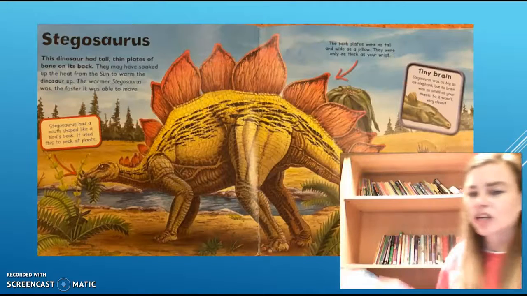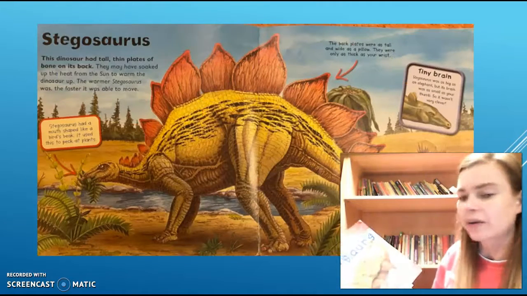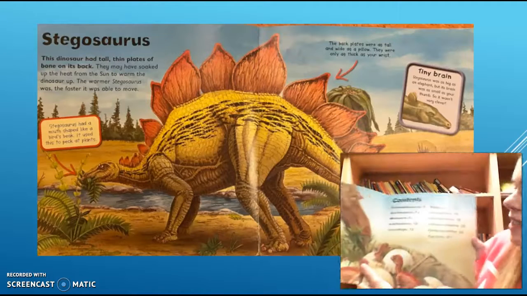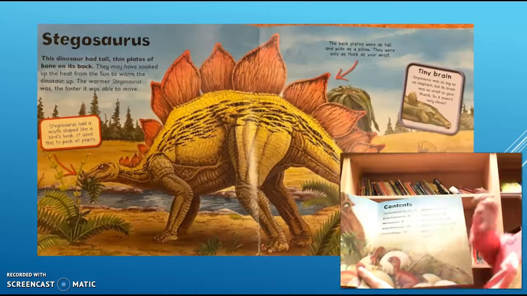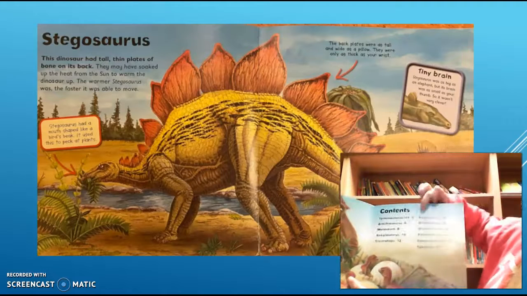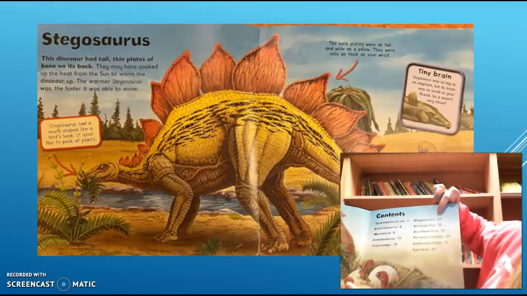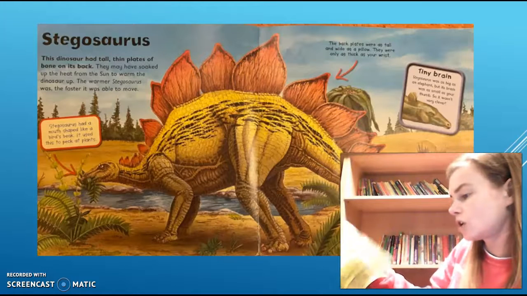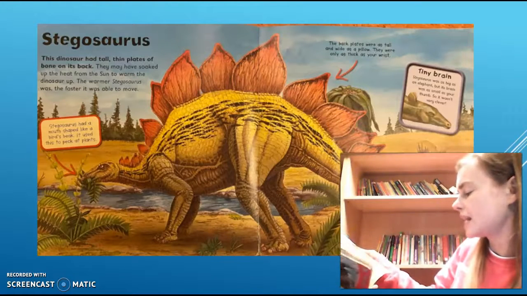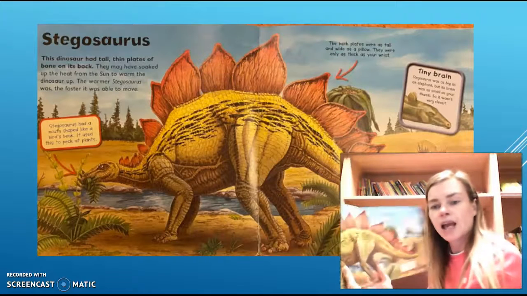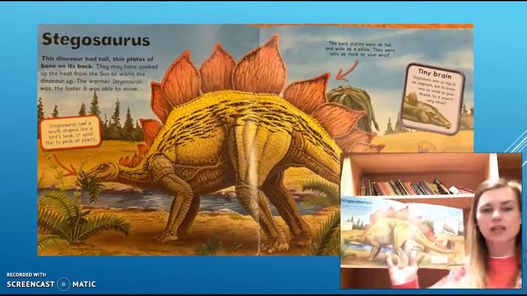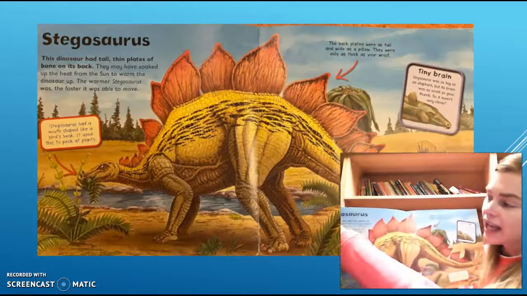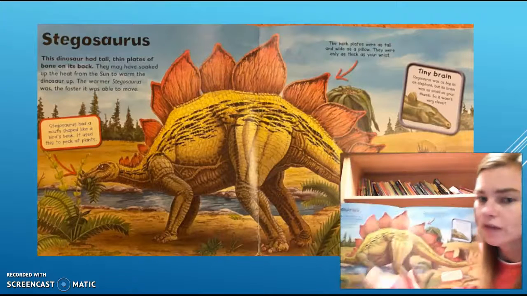And the next page we're going to read today is all about a Stegosaurus. So I'm going to go back to my contents page again to see which page I need to go to learn about a Stegosaurus. And I can see that here, Stegosaurus is on page 14. So I'm going to flick through the book to page 14 now. And there is a picture of this page of the book on your screen. And again, we have the heading of Stegosaurus at the top of the page.